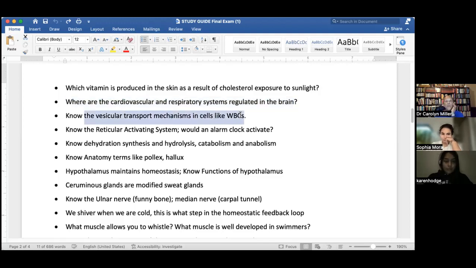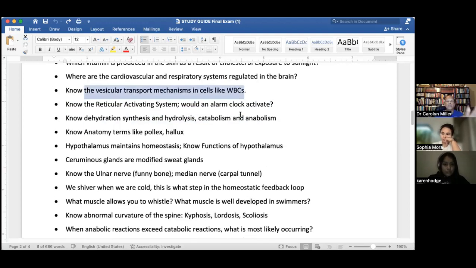Know the vesicular transport mechanisms in cells like white blood cells? It's macrophages. They engulf, they phagocytize. We said the vesicular transport is endocytosis, exocytosis, pinocytosis, taking fluid into the cell, and transcytosis, moving a substance from a part of the cell or somewhere else in the body to where it's needed. But phagocytosis is that endocytosis, vesicular transport mechanism where the white blood cells, macrophages, etc., engulf the bacteria. So phagocytosis is that vesicular mechanism in cells like white blood cells.